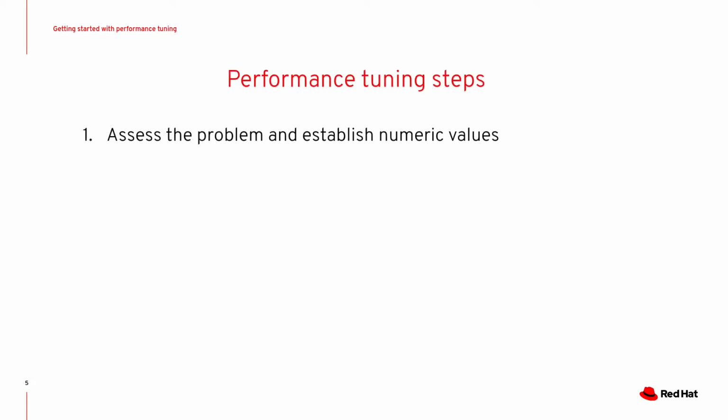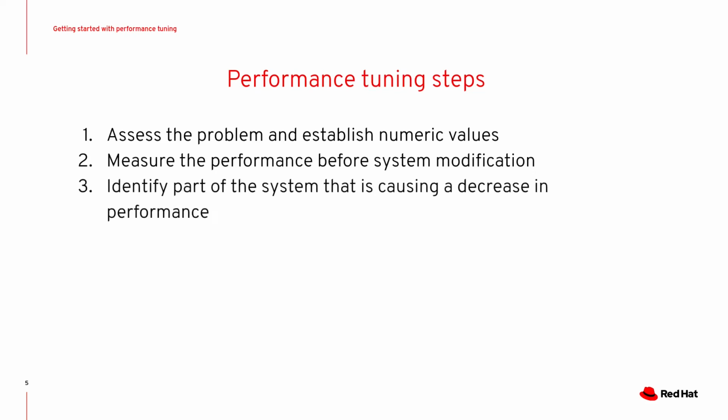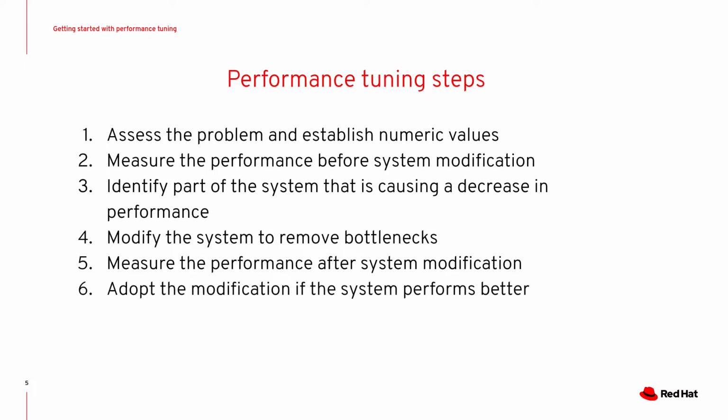Performance tuning improves system performance by performing certain steps, like assessing the problem and establishing numeric values that categorize acceptable behavior, measuring the performance of the system before modification, identifying the bottleneck, which is the part of the system that is causing a decrease in performance, modifying the system to remove that bottleneck, measuring the performance again after system modification, and adopting the modification if the performance improves, or reverting the changes if it doesn't.